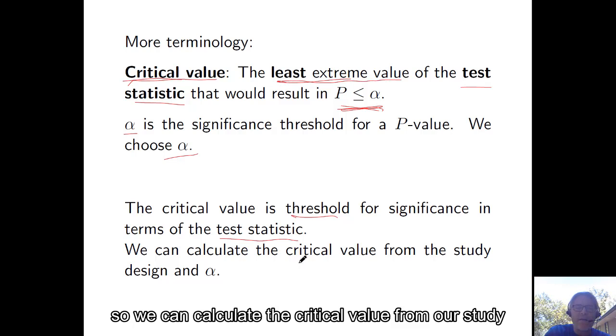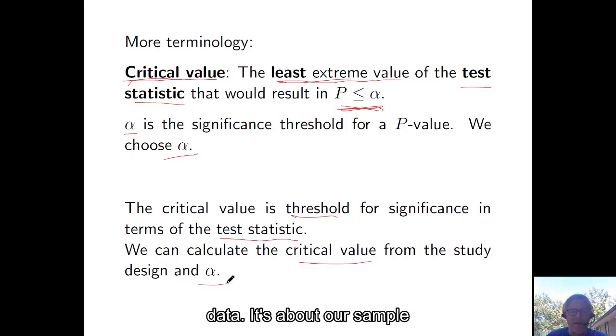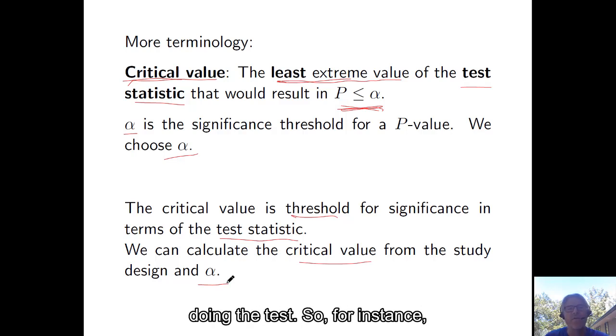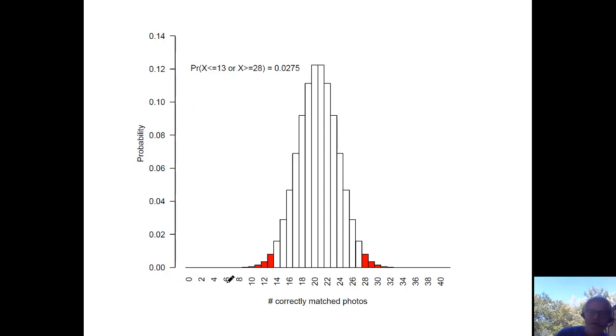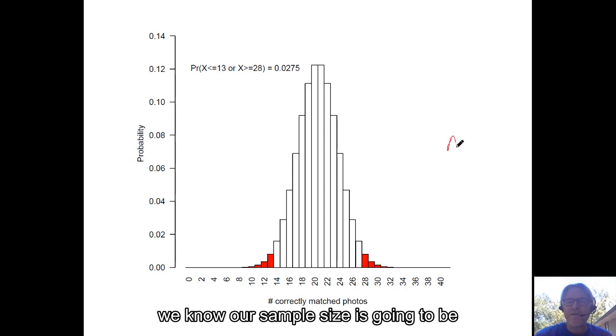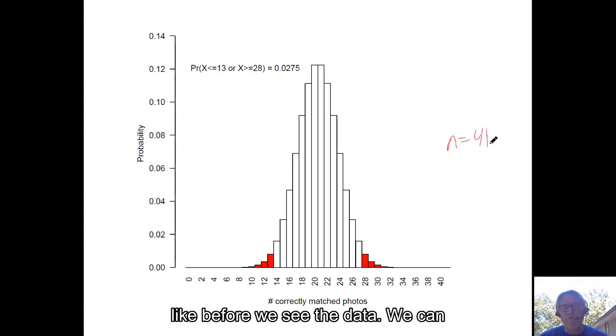So we can calculate the critical value from our study design and alpha. It's not something about our specific data. It's about our sample size and the alpha that we've chosen and how we're doing the test. So for instance, if we thought about the correctly matched dog photo example I did before, and we said, okay, we know our sample size is going to be 41, we can figure out what the null distribution looks like before we see the data.